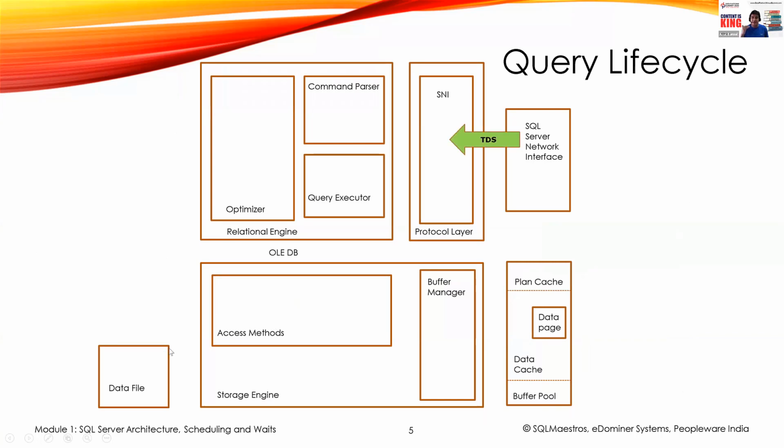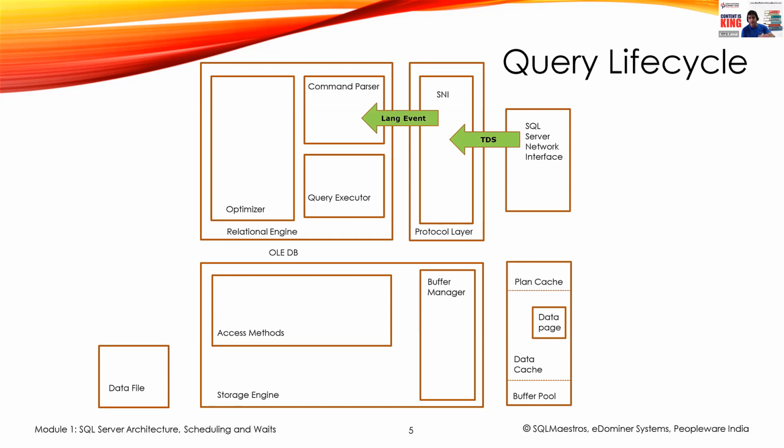First thing is the tabular data stream, right? TDS is the internal protocol. Your SQL statements and all of that are encapsulated into TDS packets, which is nothing but a representation of TCP/IP packets, and are sent to the protocol layer, which is the SQL network interface, called SNI. And then that is sent to the relational engine.